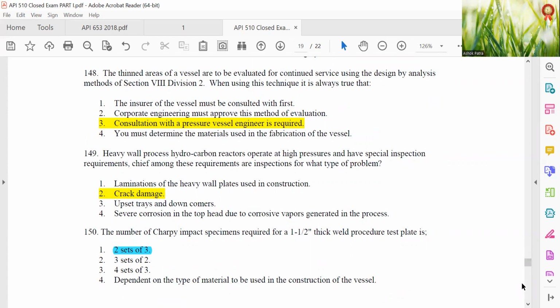Heavy wall process hydrocarbon reactors operated at high pressure have special inspection equipment. Chief among the requirements are the inspection for what type of problem? Crack damage.